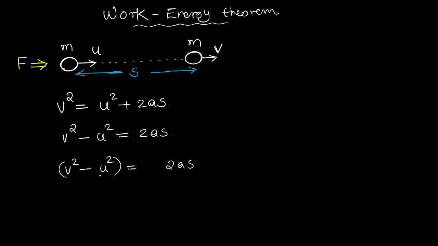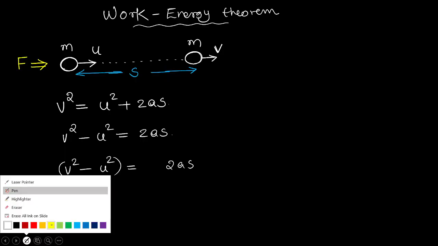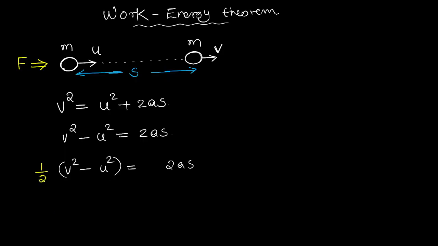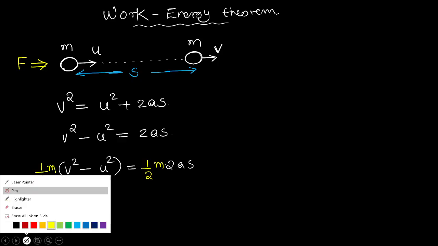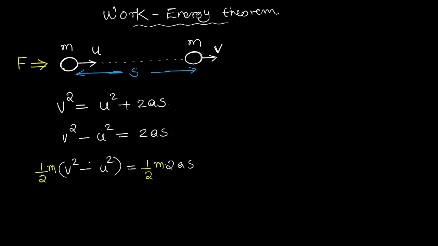I want a formula for kinetic energy. That is the reason I am multiplying the left side by half m. If I multiply the left side by half m, I must multiply the right side also by half m. Understood? If you multiply the same number on both sides, there is no mistake. I want the formula for kinetic energy.